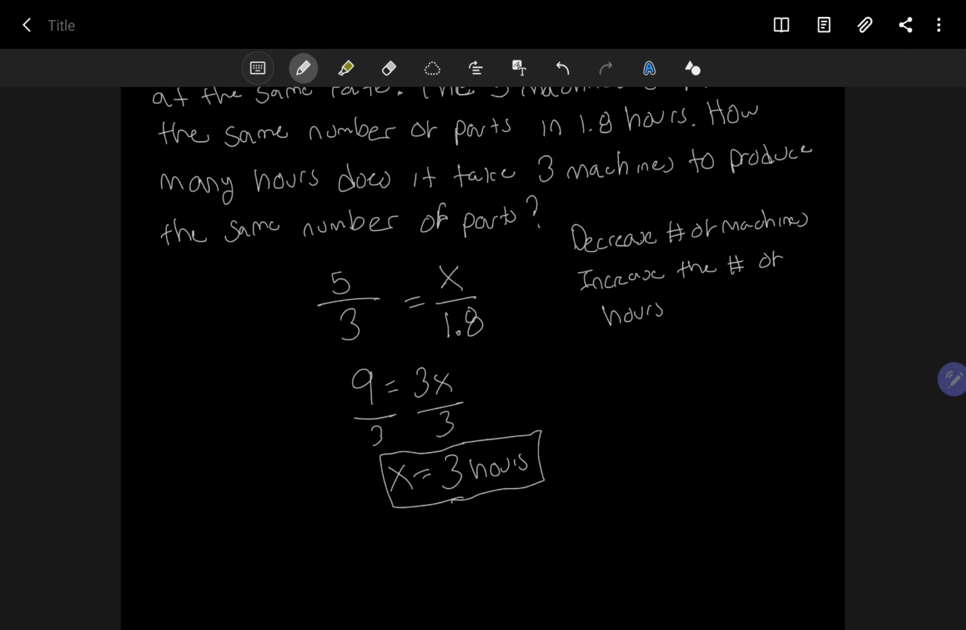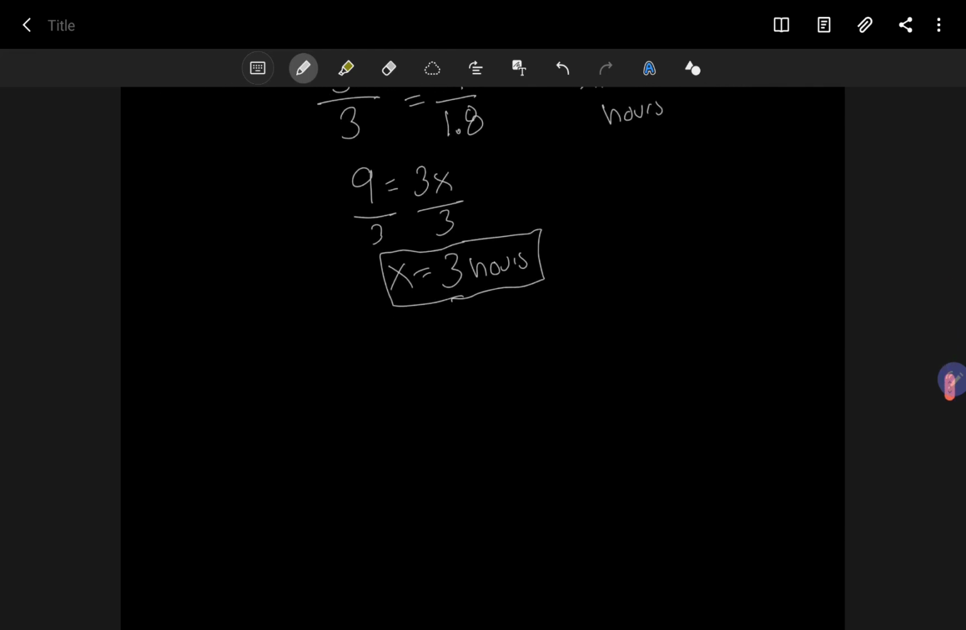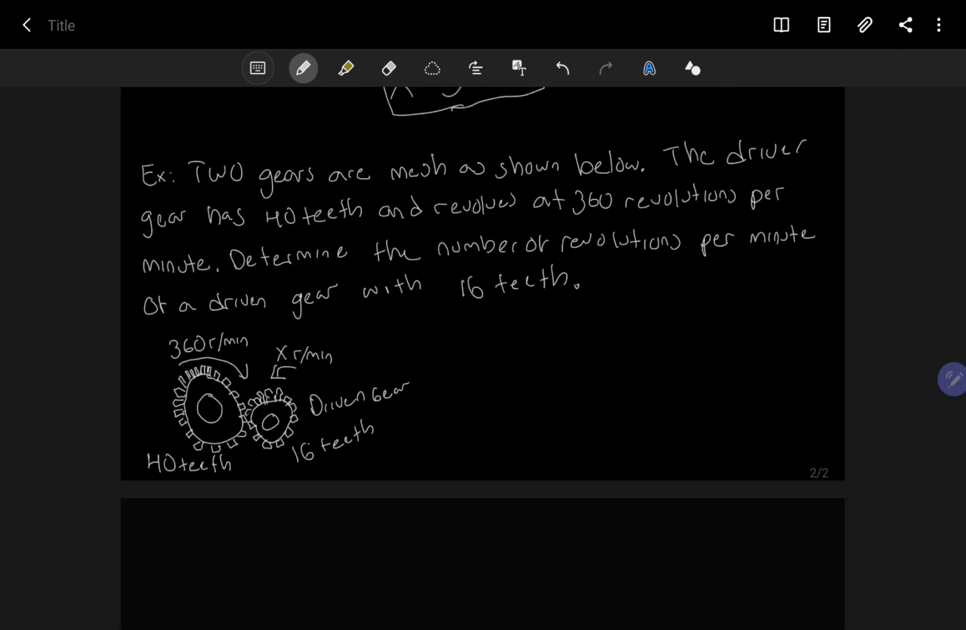Okay, so let's look at one more example, and then we'll be done with the notes. On this one, we have the same exact thing as before. We have 2 gears. They're meshed together, so that means they're connected to each other. One of them is going at 360 revolutions per minute, so it's spinning 360 times in one whole minute. The other one's got only 16 teeth, and we don't know how many revolutions it is doing per minute. So how many rotations is it completing in a whole minute?